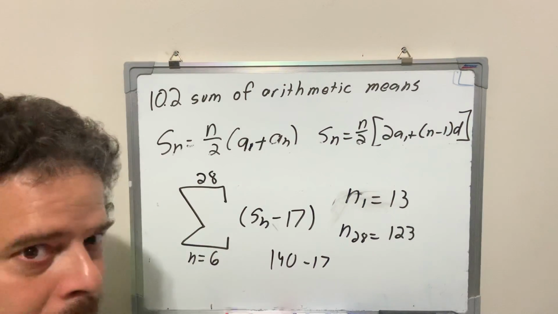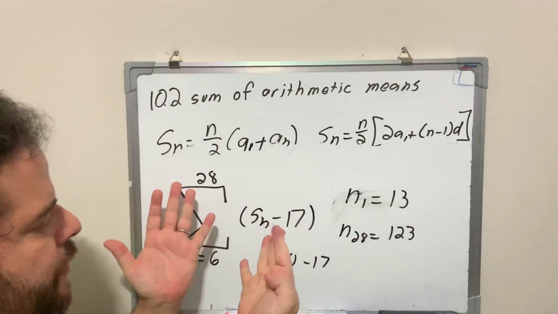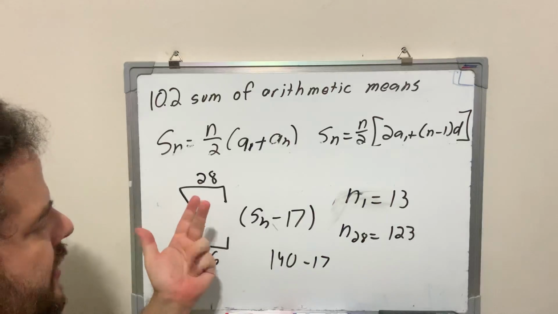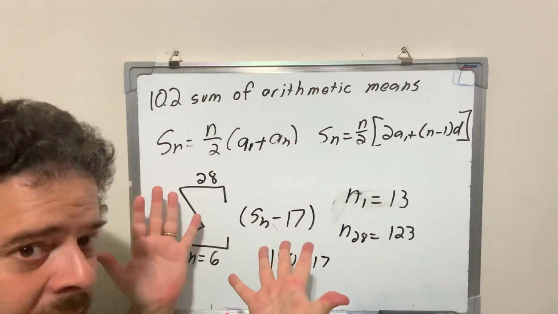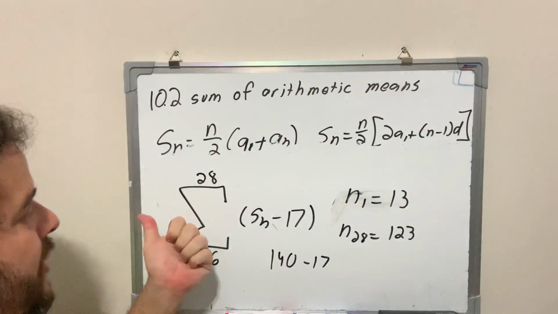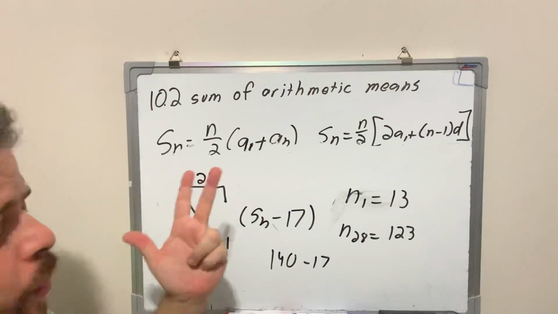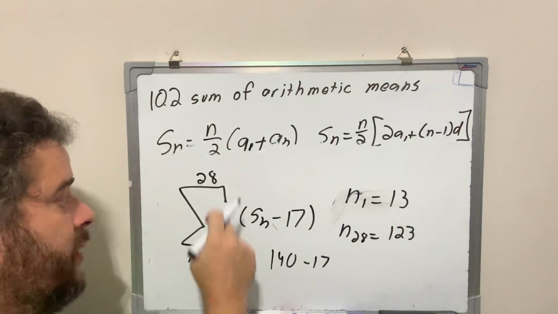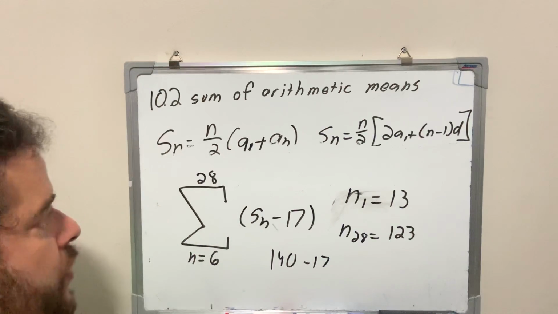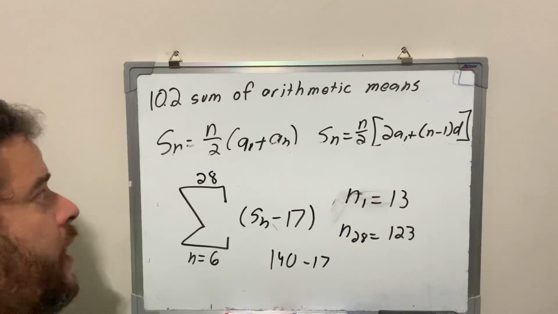Let me do it again, sorry. 6, 7, 8, 9, 10, 11, 12, 13, 14, 15, 16, 17, 18, 19, 20, 21, 22, 23, 24, 25. That's 20, 26, 27, 28. So there are 23 terms. Again, I counted 23 terms. There are 23 terms between these two. So that is your n, how many terms there are between those two.